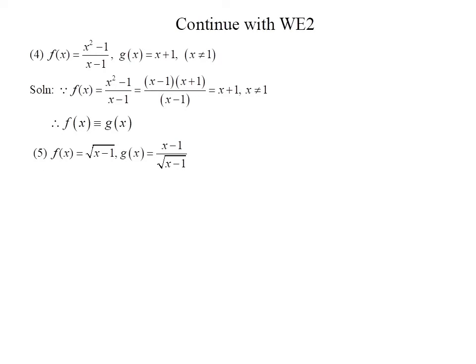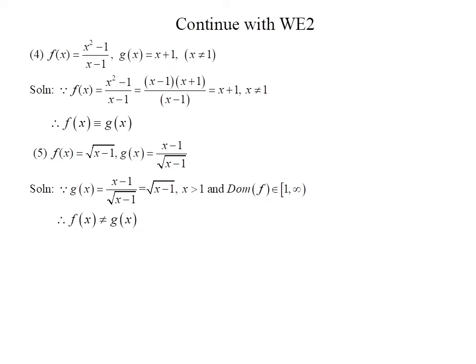In question 5, though g(x) can be simplified as square root of x minus 1, however, its domain requires that x is greater than 1. As for f(x), according to its expression, its domain is x greater than or equal to 1. The difference is that the point of x equals 1 is not included in the domain of g(x), while it is included in the domain of f(x). So, the pair of equations in question 5 is not equivalent.